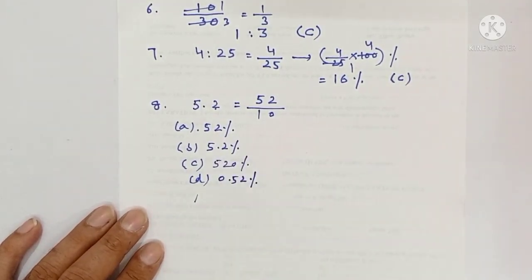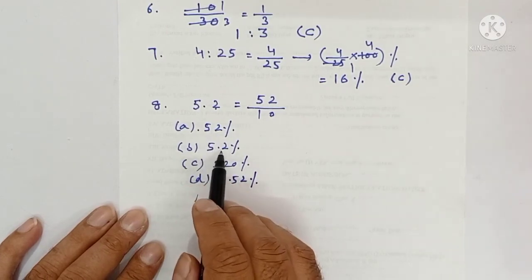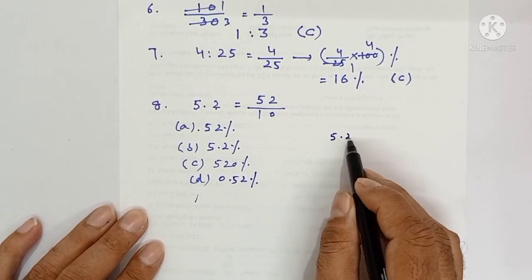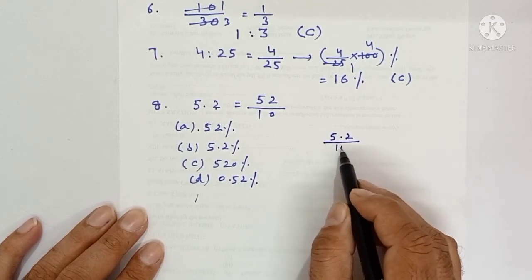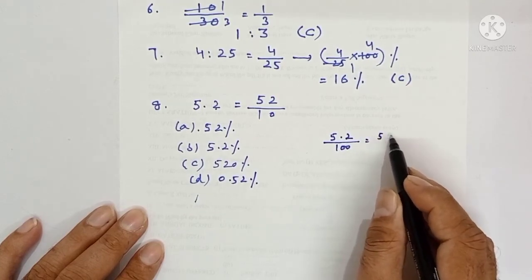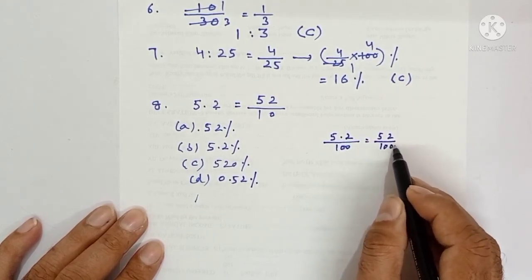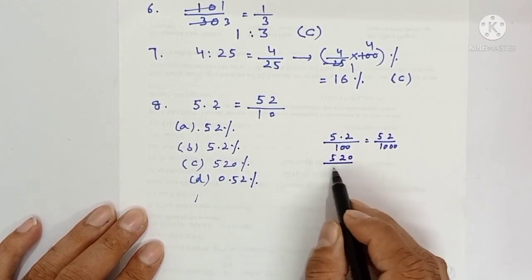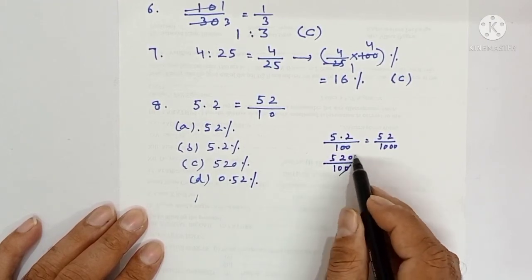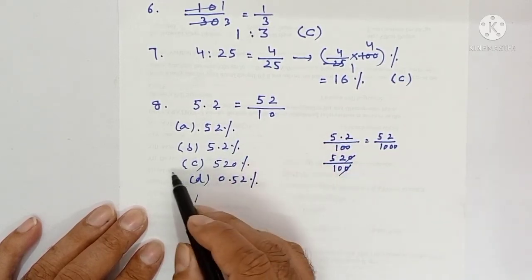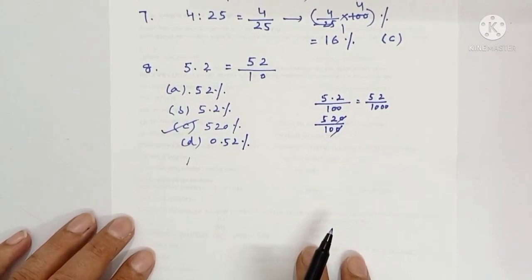52% means 52 upon 100. So this cannot be correct. If I take this, 5.2 percent means 5.2 upon 100, it will become 52 upon 1000, which will also not be correct. If I check this, it is 520 upon 100. 0 and 0 can be cut. So it is 52 upon 10, which is equal to this. So C option is correct.